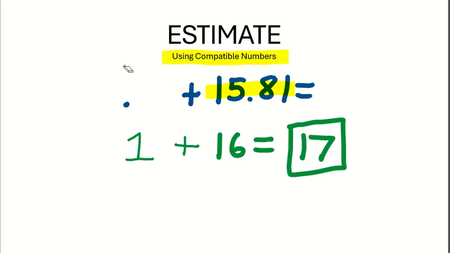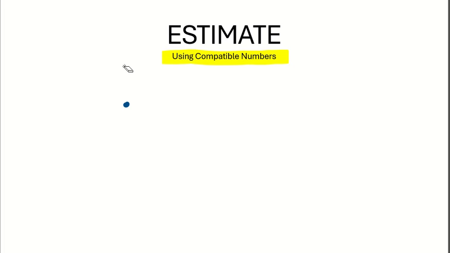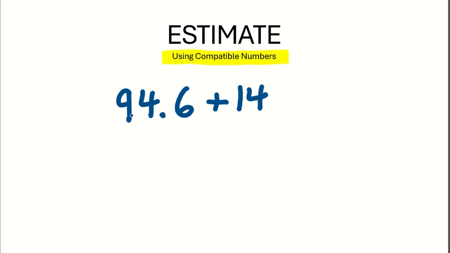So let's go ahead and do another example using compatible numbers. What if I have 94 and 6/10? And I want to add that to 14 and 9/100. Now, I'm looking to estimate using compatible numbers. So I just asked myself, I like to think of this as money, $94.60. Is that closer to $94 or closer to $95? Well, it's going to be closer to $95.